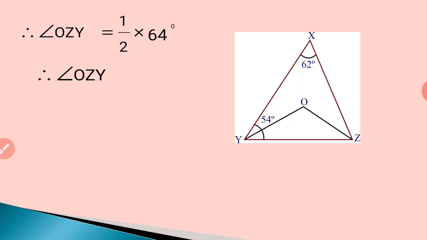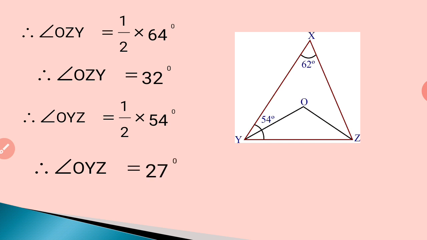So we get angle OZY as 32, which is half of 64, and we get the measure of angle OYZ to be 27 degrees, which is half of 54. Now let us concentrate in the smaller triangle, that is triangle OYZ. Inside that triangle, we already know the values of two angles. We have to just find out the third one.